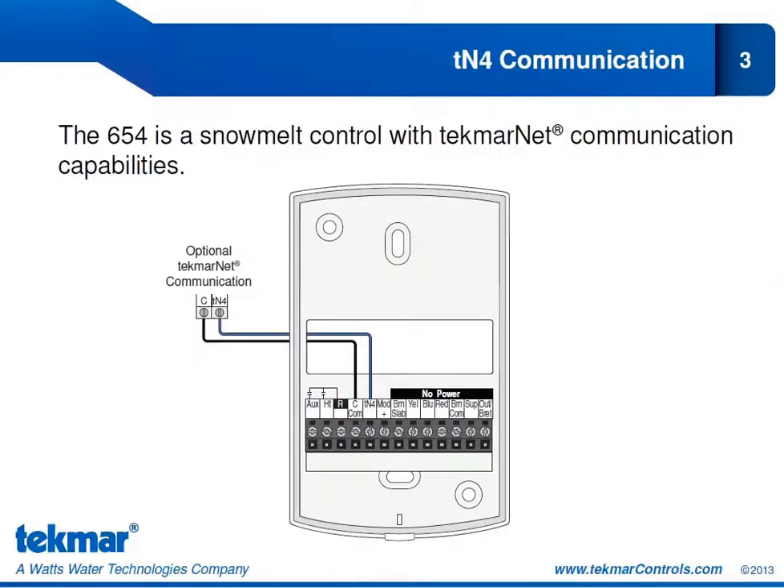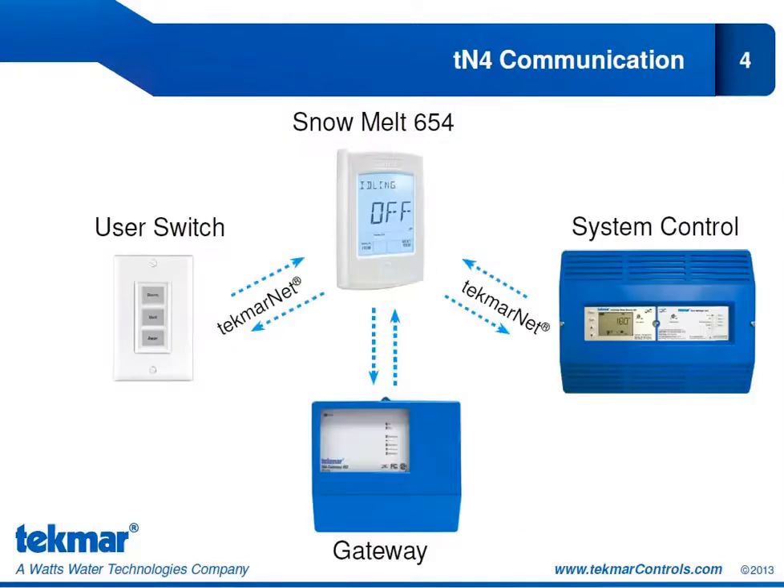The snowmelt control 654 is tekmar's first tekmarNet snowmelt control. You can see we have the TN4 and C terminals, and we can use those terminals to connect to any tekmarNet device. And we'll look at all those devices and controls in the following slides. As you can see here, we can use tekmarNet communication to communicate from the 654 back and forth to a system control, to a gateway control, and to a user switch.